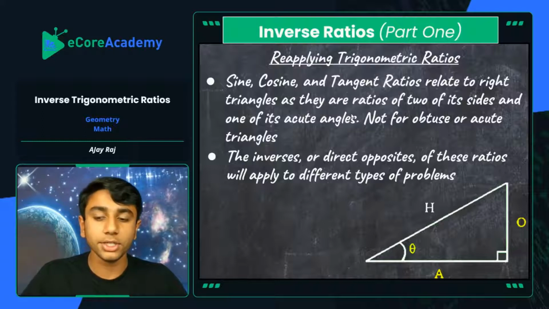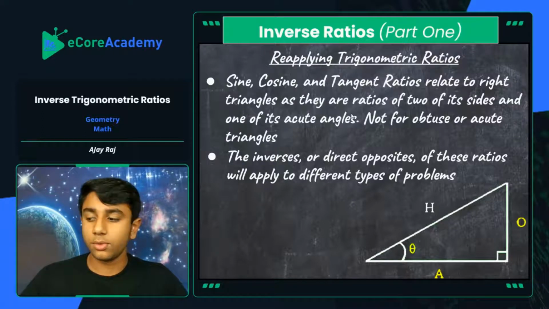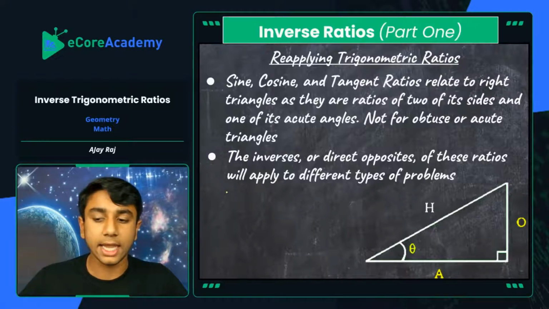Once you develop your ratios, say, for example, we have over here O over H, and O over A, and that's going to be a tangent ratio for this theta angle here. So it's going to be O over A. Now that's going to equal a given ratio. So you're going to have O over A equals your ratio.